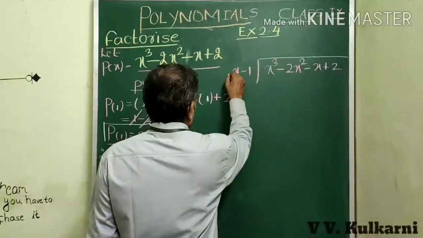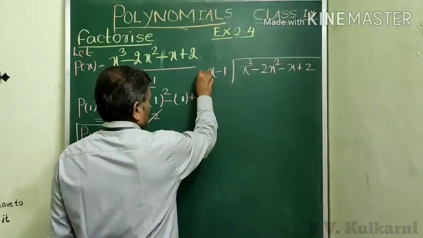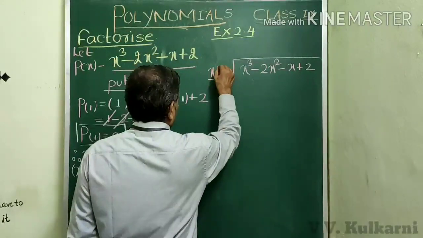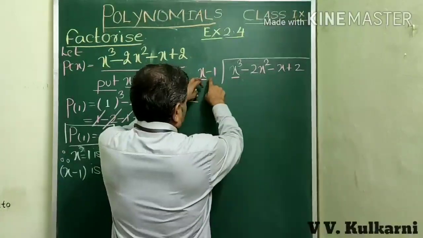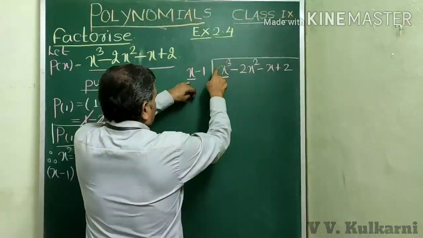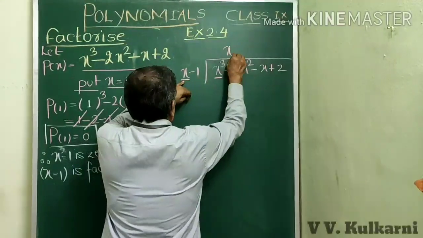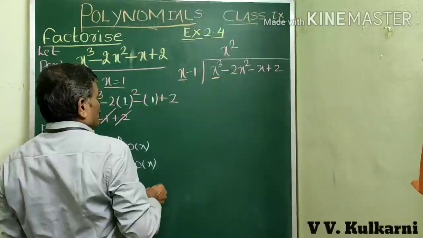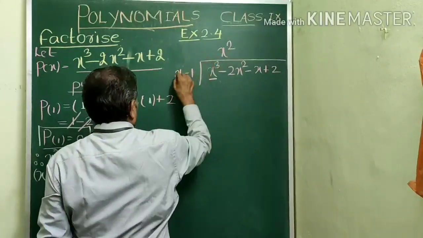See here, we have to compare the coefficients. The coefficient here is plus 1, the coefficient here is plus 1. The degree of x is 1, the degree of x is 3. So I should make this x equal to x cube. That means I should get x cube from here. So what I do here is I multiply by x square. If I multiply by x square, what will happen is x into x square will become x cube.